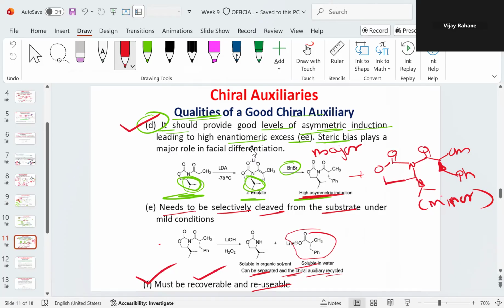So these are some qualities of a good chiral auxiliary, and if you look at more examples of the chiral auxiliary, then you will understand why I mentioned why the selection of a good chiral auxiliary is important.